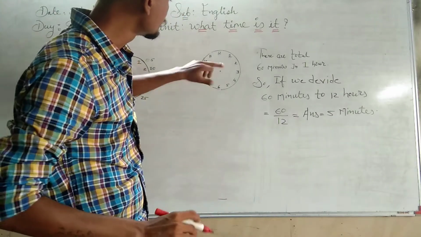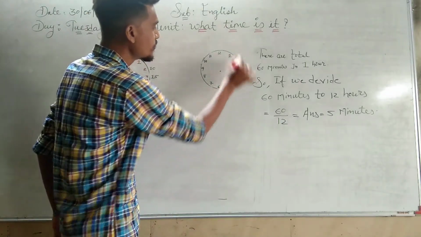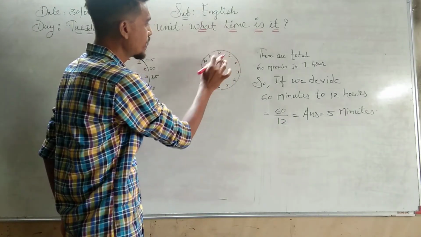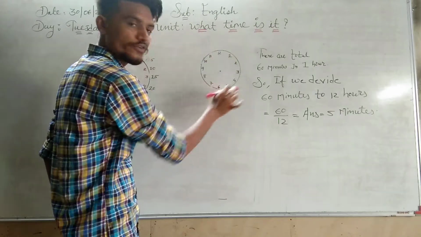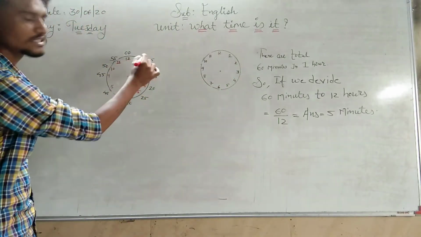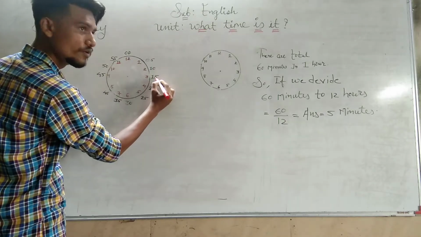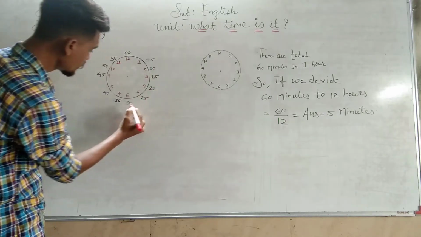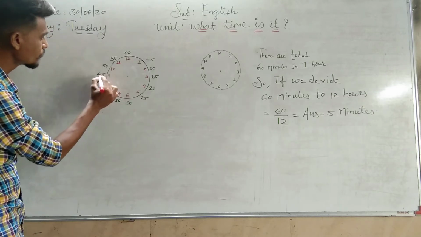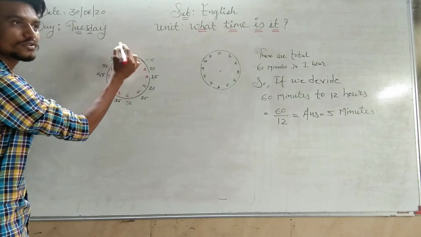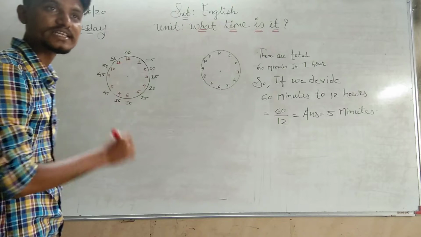For the second clock, we have not written anything behind, right? You can see that around the clock I have not written anything, but here I have written something. What have I written? Let's see. I have written 5, 10, 15, 20, 25, 30, 35, 40, 45, 50, 55 and 00. This 00 means 60.